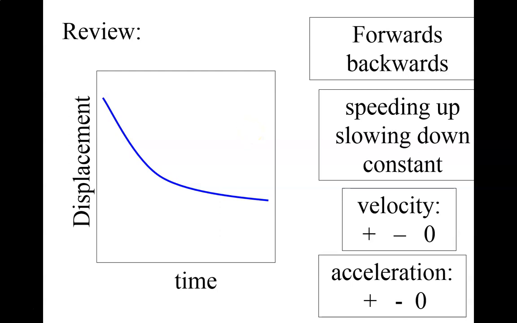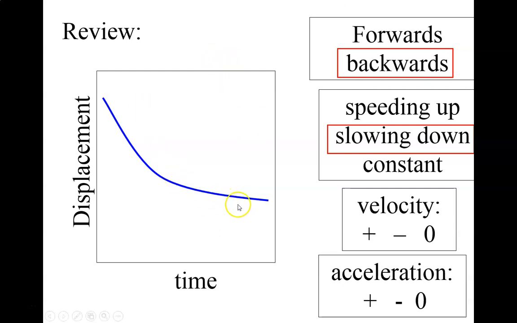So moving forwards or backwards. So get your answers down. Take a second and write down your answers. Okay. It's moving backwards because the line is sloped downward. It's slowing down because the line is getting flatter. The velocity is negative because it's moving backwards. And because it's slowing down, the signs have got to be opposite, so the acceleration is positive.